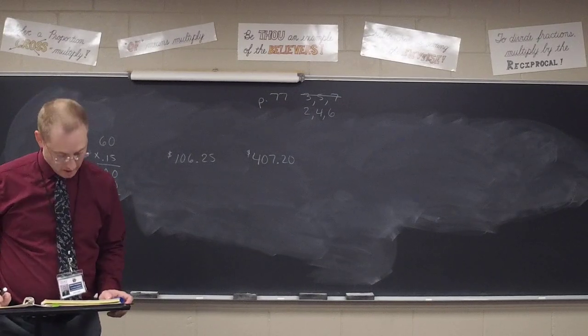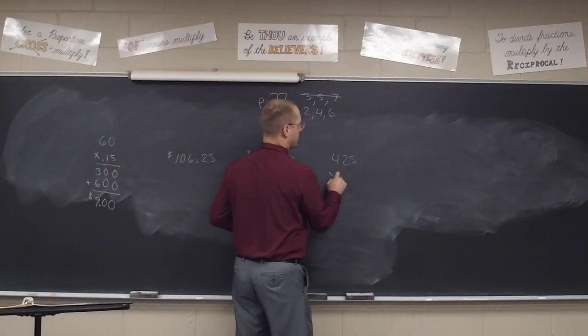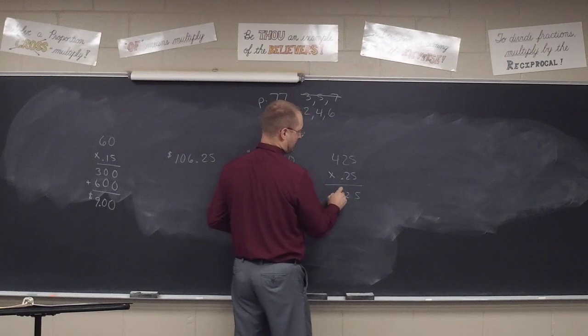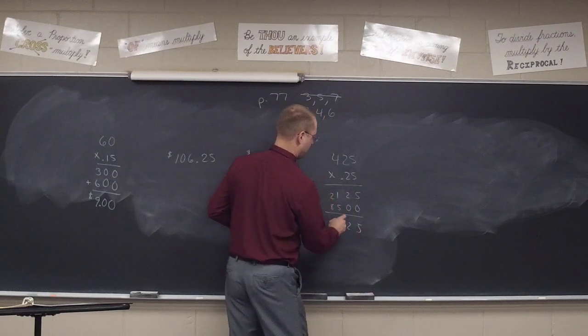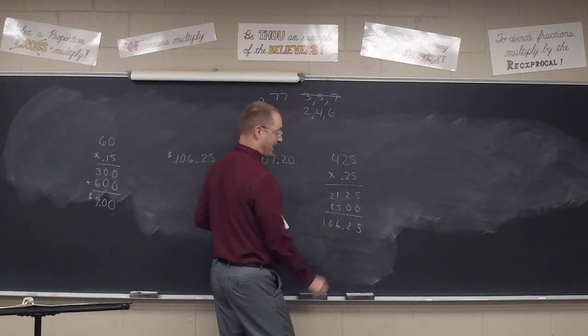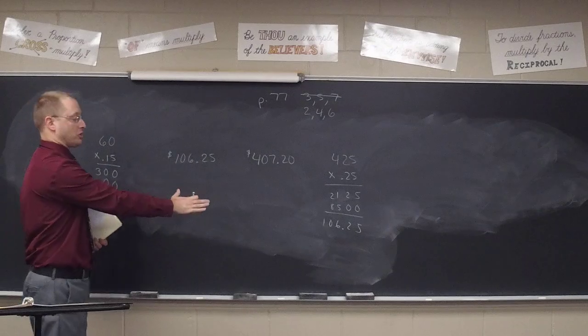Page question. Number 4 with a dishwasher. Yeah, so we've got our $425. We need to multiply by 0.25, right? That's our 25%. And we end up with that, right? We'll check your partial products, check your addition, and then there's our decimal point.